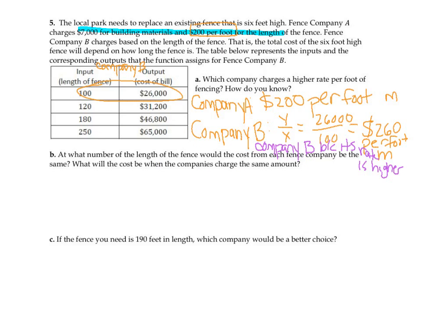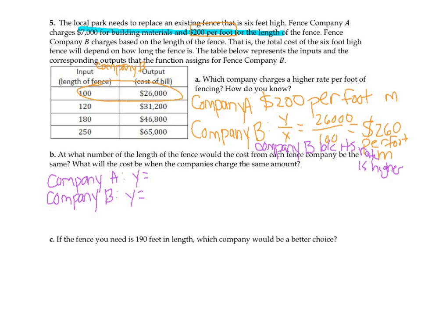So looking at part B, it asks at what length of the fence would the cost from each fence company be the same? What will the cost be when the companies charge the same amount? So in order to do this, we're going to have to make two equations, one for each of the companies. We're going to have an equation for Company A and one for Company B. And both these equations will be in y equals mx plus b. So we have to find our m and we have to find our b.